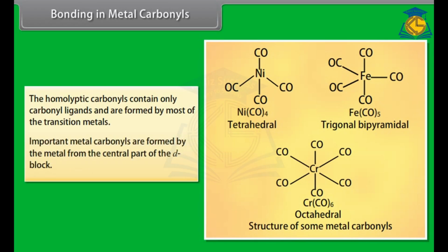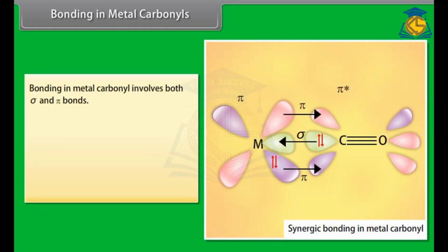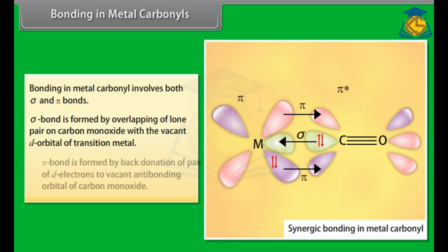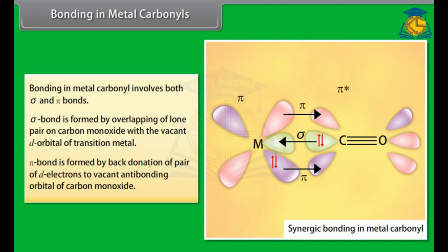Important metal carbonyls are formed by the metal from the central part of the d block. Bonding in metal carbonyl involves both sigma and pi bonds. Sigma bond is formed by overlapping of lone pair on carbon monoxide with the vacant d orbital of transition metal. Pi bond is formed by back donation of pair of d electrons to vacant anti-bonding orbital of carbon monoxide.